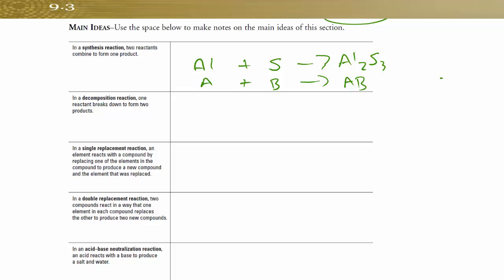Sulfur is -2. You've got 3 atoms of sulfur, so the charge on sulfur is -6. That would mean the aluminum has to be +3 because you've got 2 of them. 6 plus -6 adds up to 0. So yeah, as long as you can come up with an example for each of these types of reactions, you're good to go.